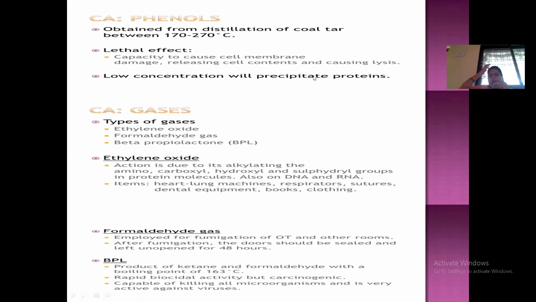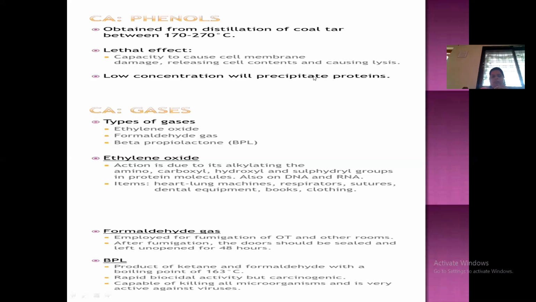Next is formaldehyde gas. It is used for fumigation in the OT. As I explained in the last lecture, last Saturday, formaldehyde gas is used for preparation of the OT, the operation theater. I told you that a formaldehyde solution is kept in a room and a blast occurs, and thus the room or operation theater gets sterilized.